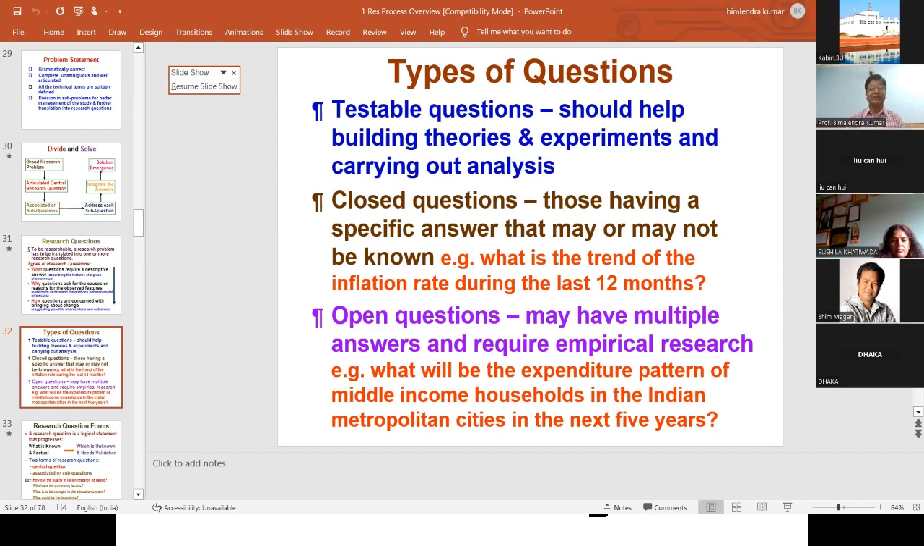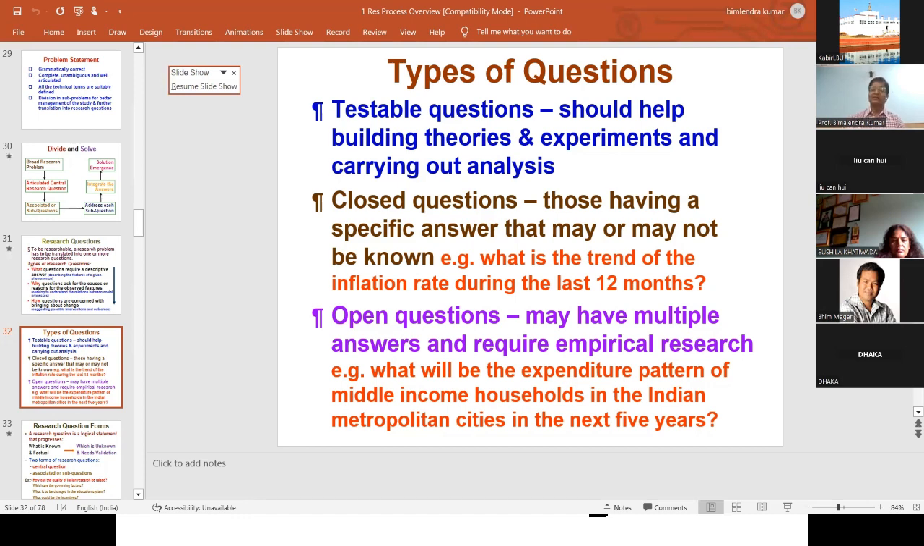Here, testable questions should help in building theories and experiments and carrying out analysis. We have seen how, with the help of the research methods, we have to make a hypothesis, and how the hypothesis can be tested through our research materials. So this is the testable question. So the questions which are coming, this is called one type of question, the testable question.